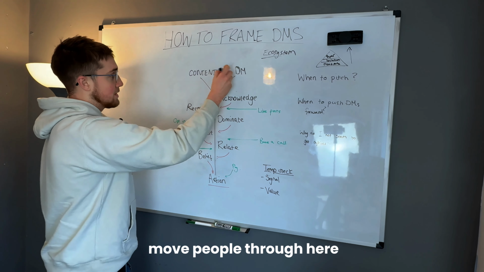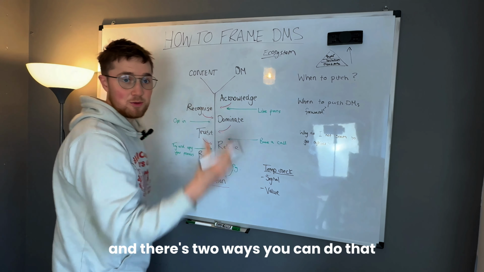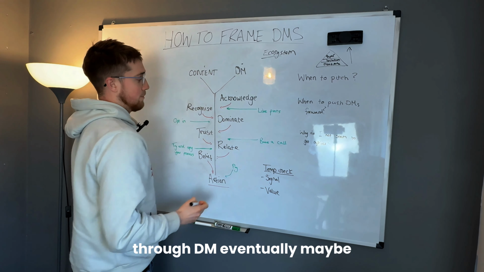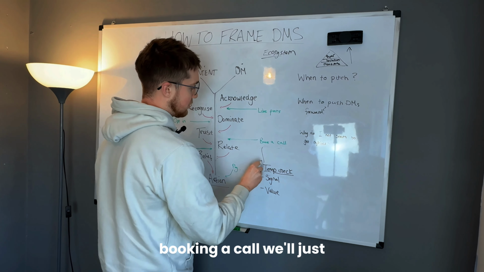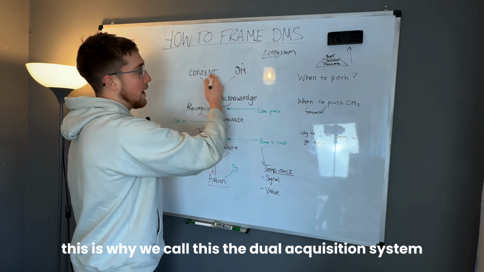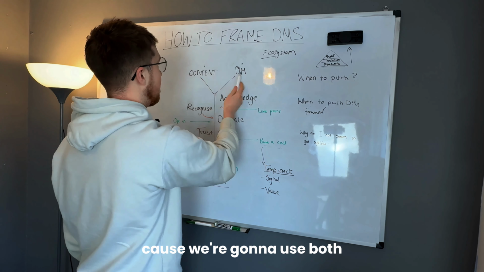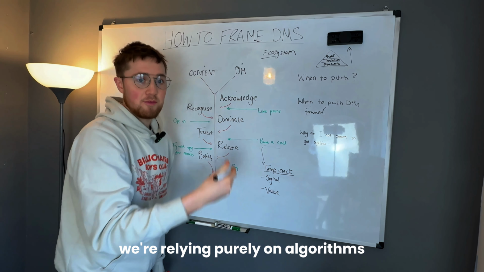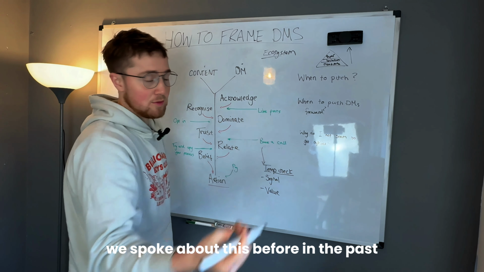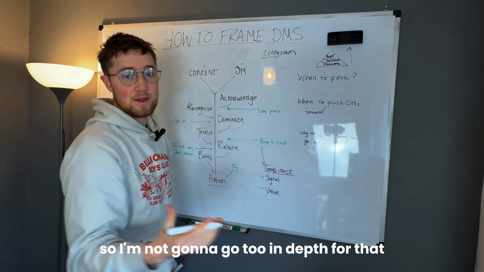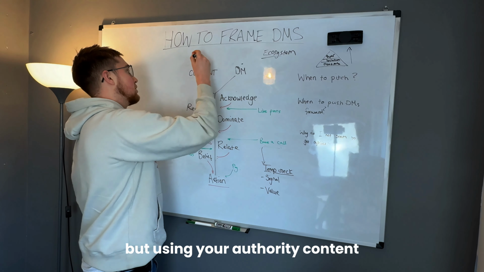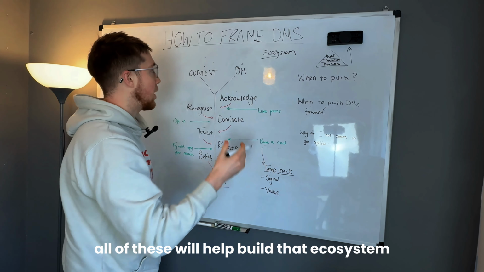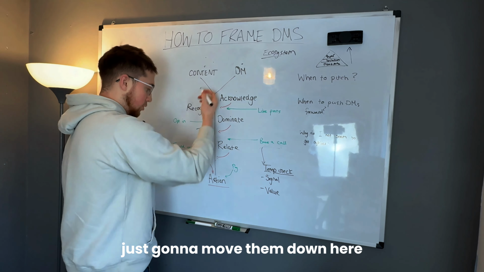What we want to do is move people through here. And there's two ways you can do that. And you won't believe what they are. It's either through content, through DM, eventually maybe booking a call or just push them down as well. This is why we call this the dual acquisition system, because we're going to leverage both. Now with content, we're relying purely on algorithms. We're relying on good content strategy. We've spoken about this before in the past, so I'm not going to go too in depth with that. But using your authority content, your growth hooks, your personal angles, all of these will help build that ecosystem that's going to move them down here.